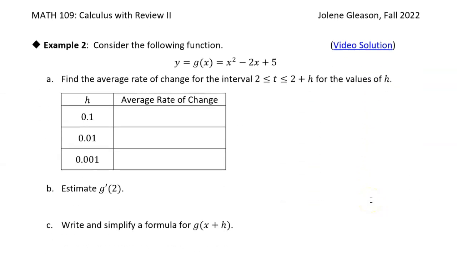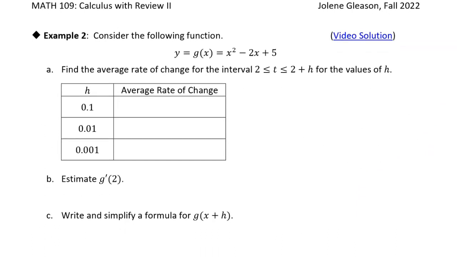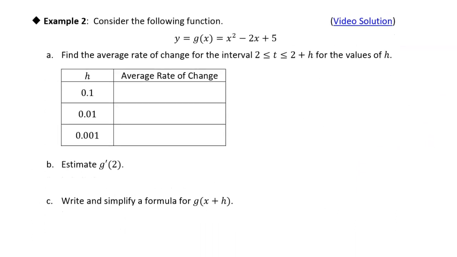All right, let's take a look at this next example here. Here we're given a function as a formula, and we're asked to find the average rate of change over these intervals. The intervals are given in terms of t values, but actually this should be x, because my variable up here is x. So we're looking at intervals around 2. We're trying to find the average rate of change from 2 to 2 plus h, where h is given here.